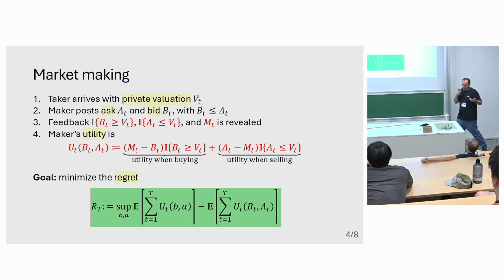And the goal, as in all respectable bandit problems, is to minimize the regret with respect to the best fixed pair, in this case, of bid and ask.